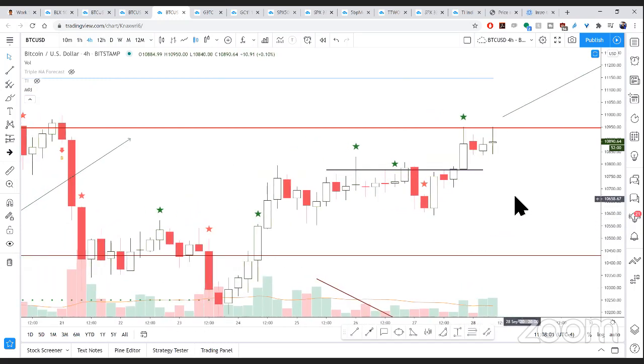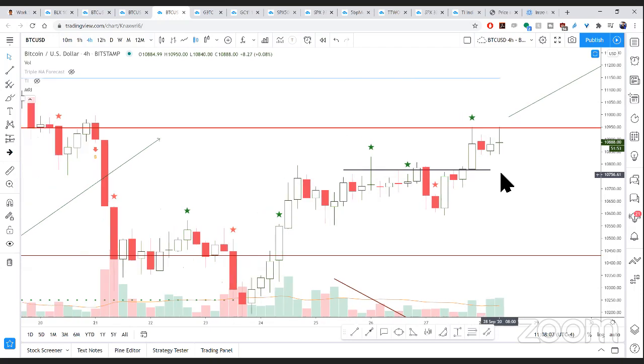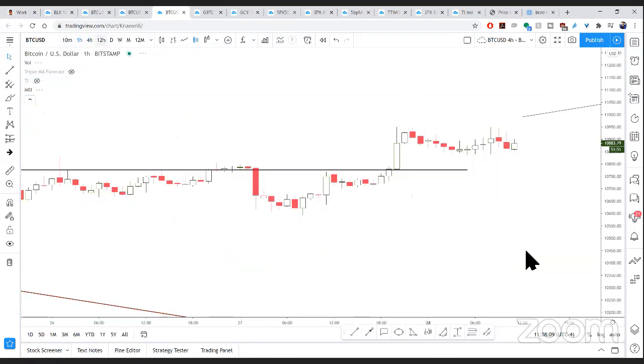There they are. Okay, so if I was day trading, I wouldn't use the 4 hour. So let's just go straight to the 1 hour.